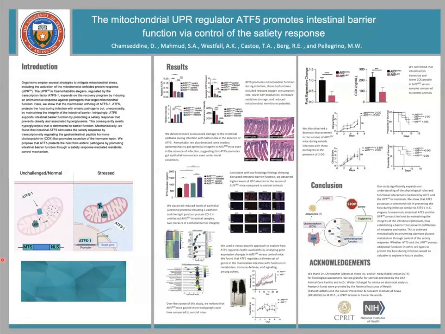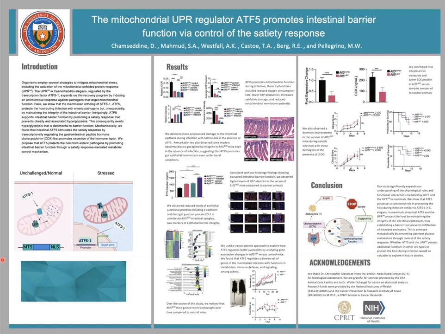My project: the mitochondrial UPR regulator, ATF5, and its ability to promote intestinal barrier function through the control of the satiety response. So mitochondria are these double membrane organelles that are commonly associated with a role in energy production. But they also play a role in amino acid metabolism, innate immunity, and cellular death. And due to their essential role, mechanisms must exist to ensure mitochondrial protection.